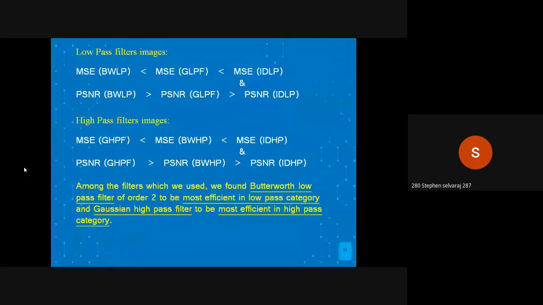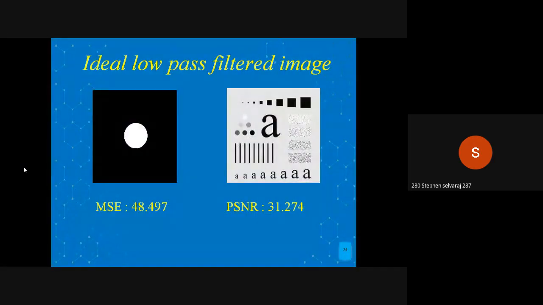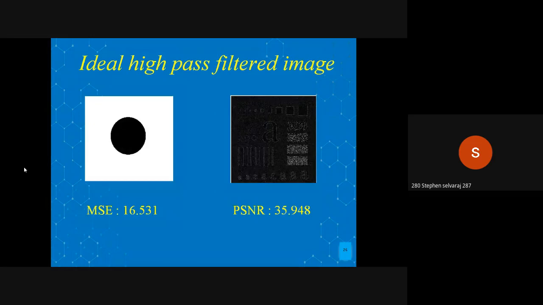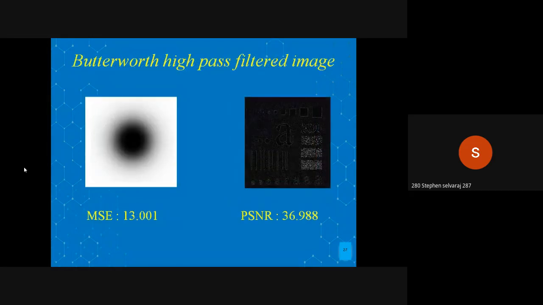So to conclude, as I said earlier, the MSE value and the PSNR value of the Butterworth low pass filter are the least and the greatest, making it more efficient for filtering images. And in the high pass category, the Gaussian high pass filter was the most efficient. For the other filters, we have also shown the ideal low pass filtered image, the Gaussian low pass filtered image, the ideal high pass filtered image, and the Butterworth high pass filtered image.